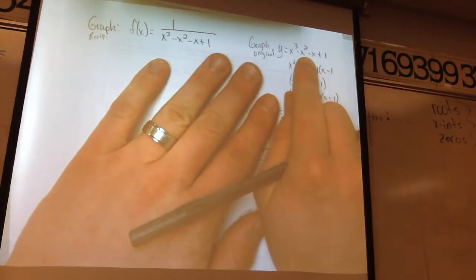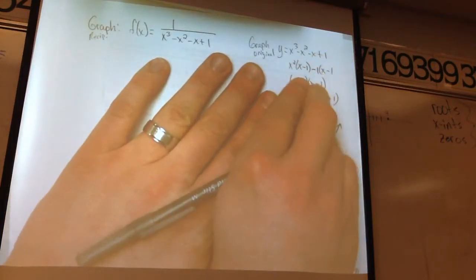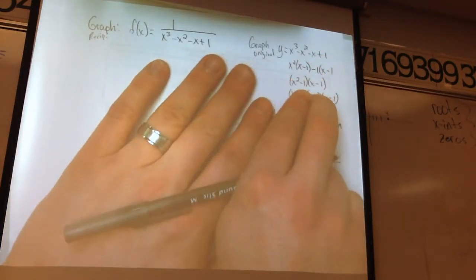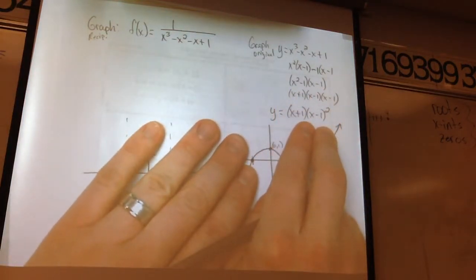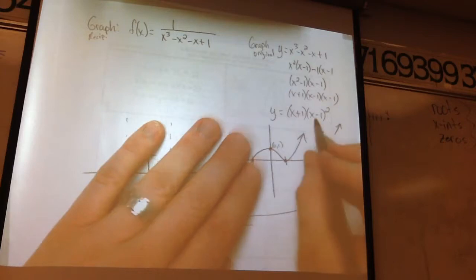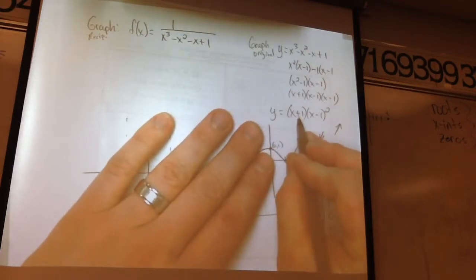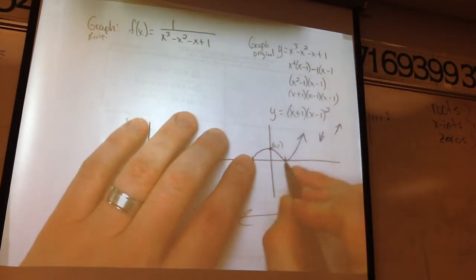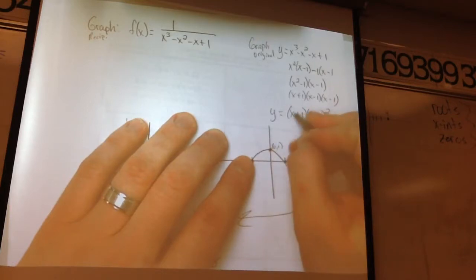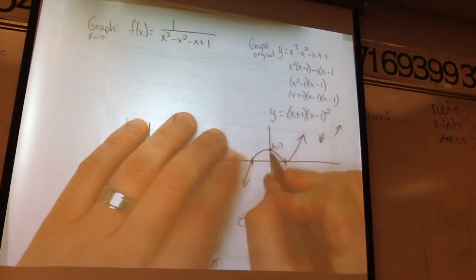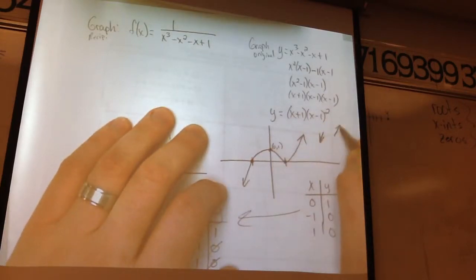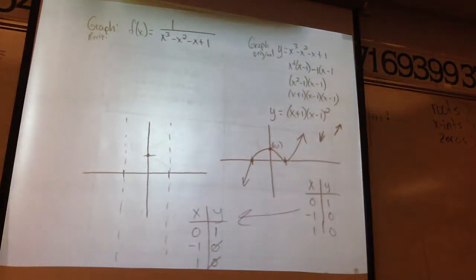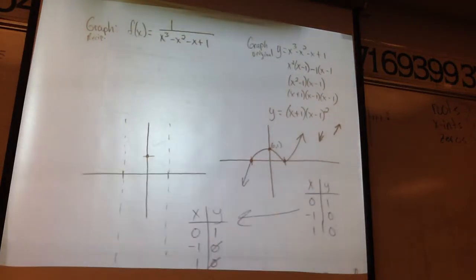I know I have to factor it. So I factor by grouping, factor some more, and I come up with x plus 1 times x minus 1 squared. So we know the x-intercepts are -1 and +1. If we plug in 0 for x, we get the y-intercept, which is +1. We know end behavior is x to the third, so it's down on the left, up on the right, and we can come up with this graph.